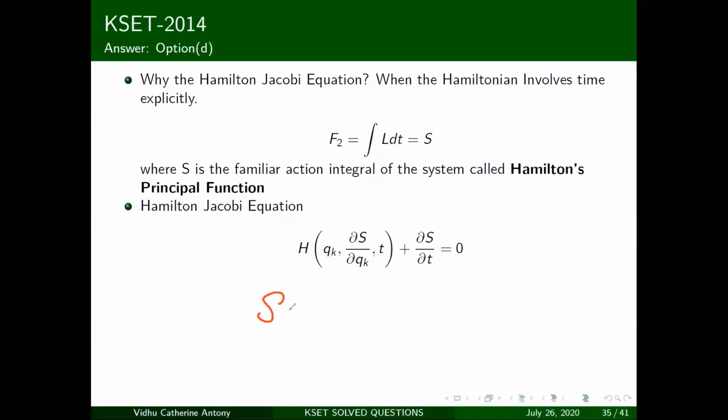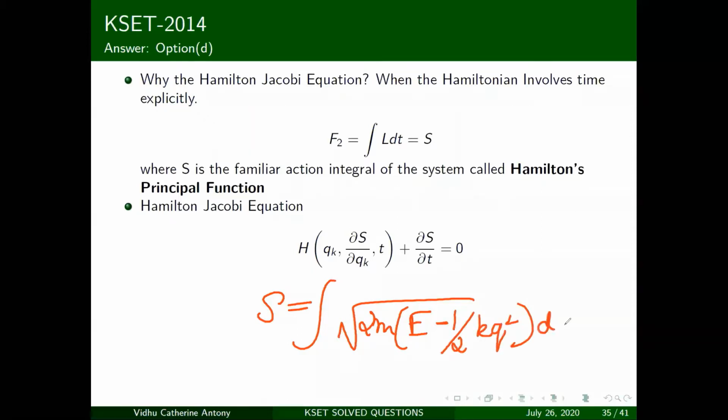You have S equal to the integral of root of 2mE, which is basically alpha in my text. I'm going to put it as capital E so that you can understand what it is all about. Then q square and dq, and then you have minus alpha t. So this is basically the action integral for a harmonic oscillator.